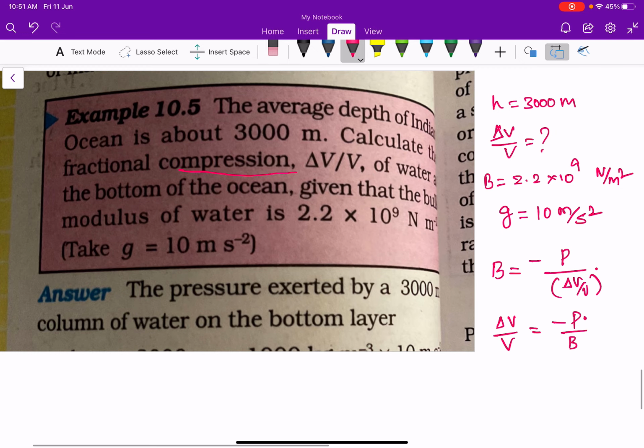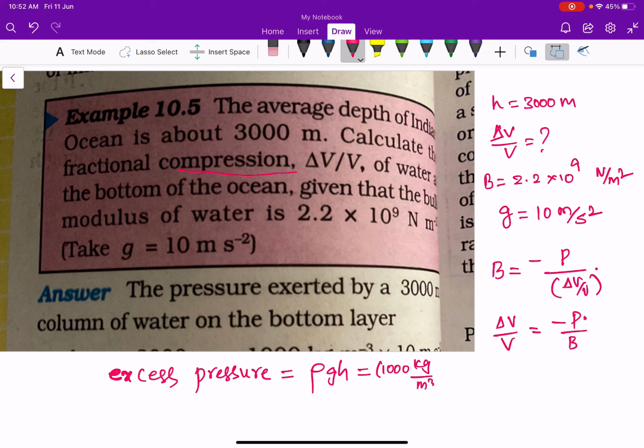We can find out the excess pressure. We will discuss this excess pressure, which we also call gauge pressure, in the next chapter. Excess pressure P is equal to rho g h. Here rho is the density of water, that is 1000 kg per meter cube, into g.